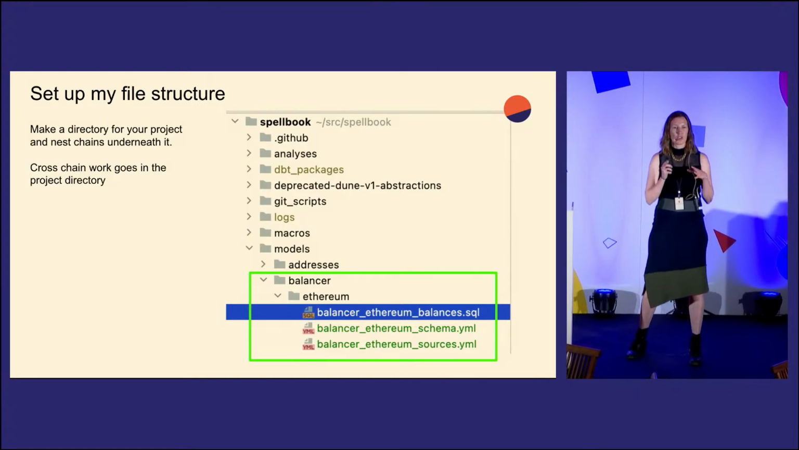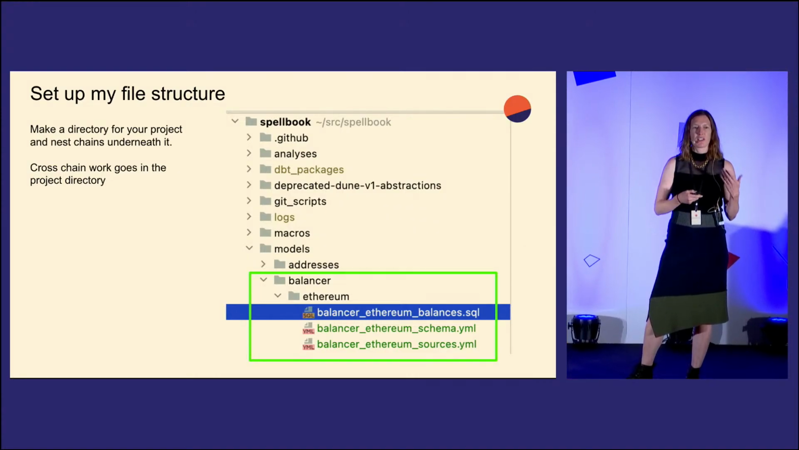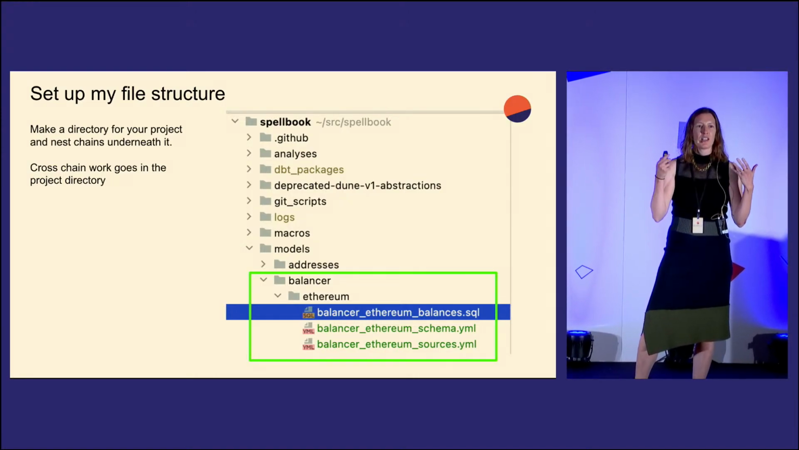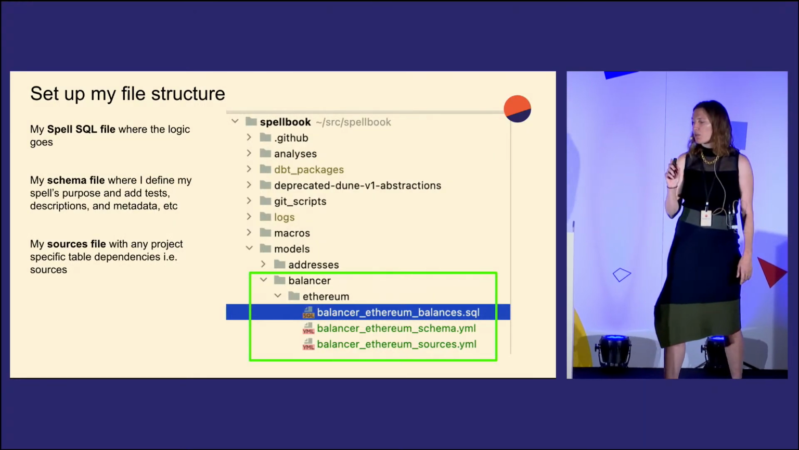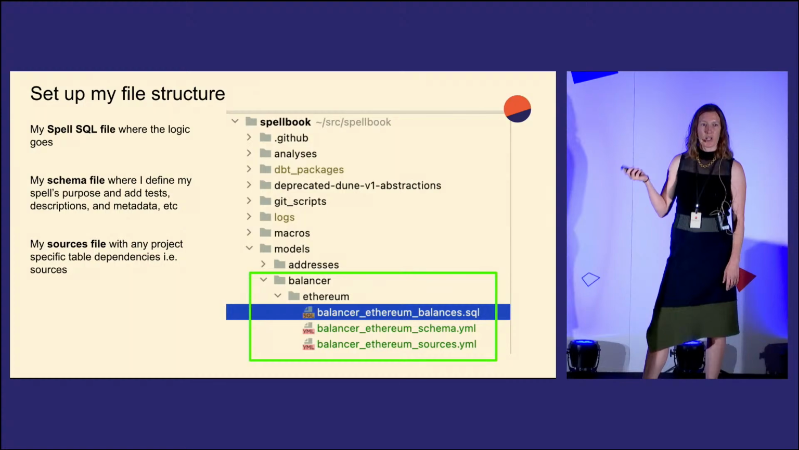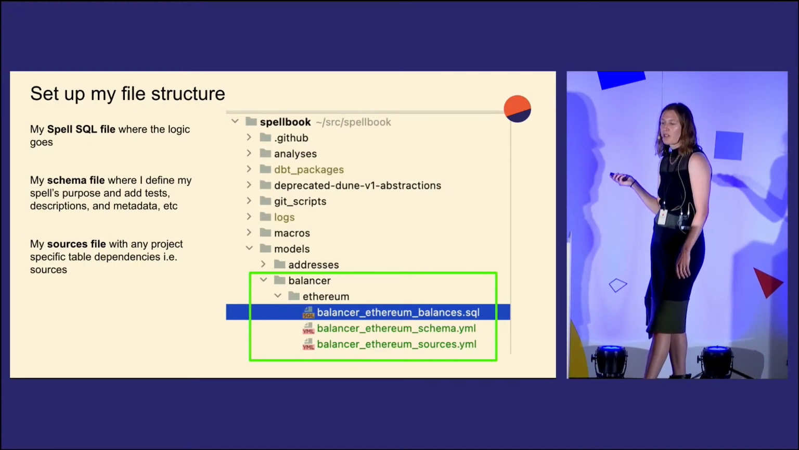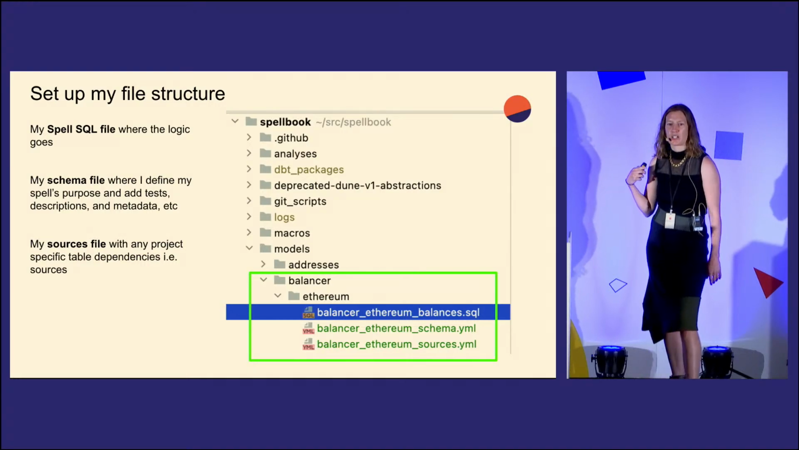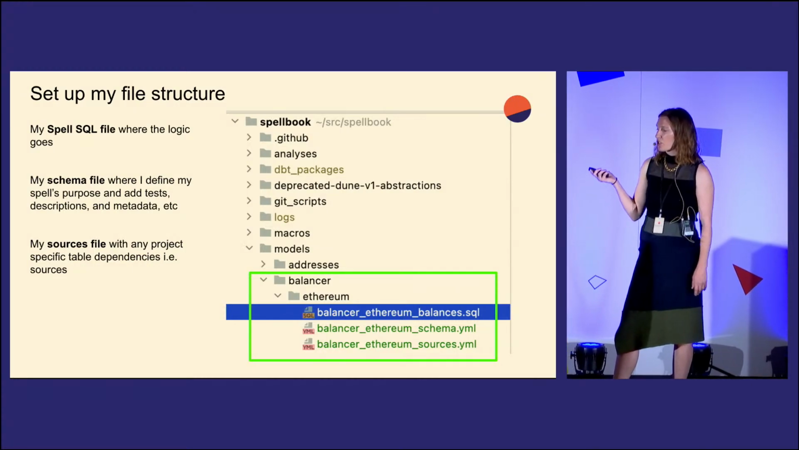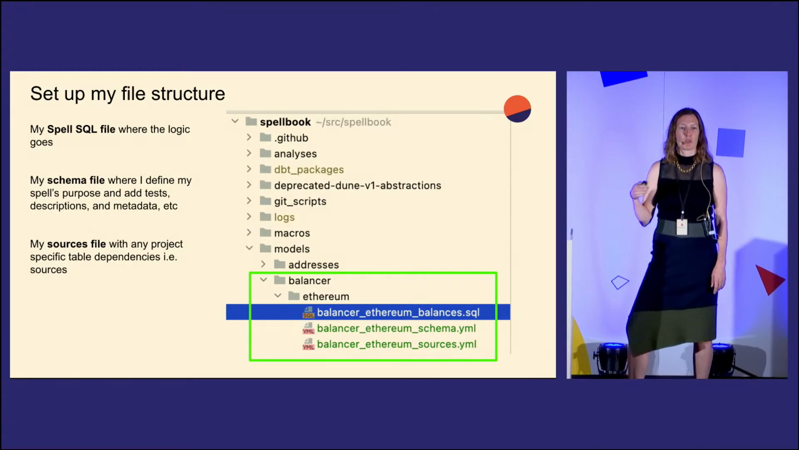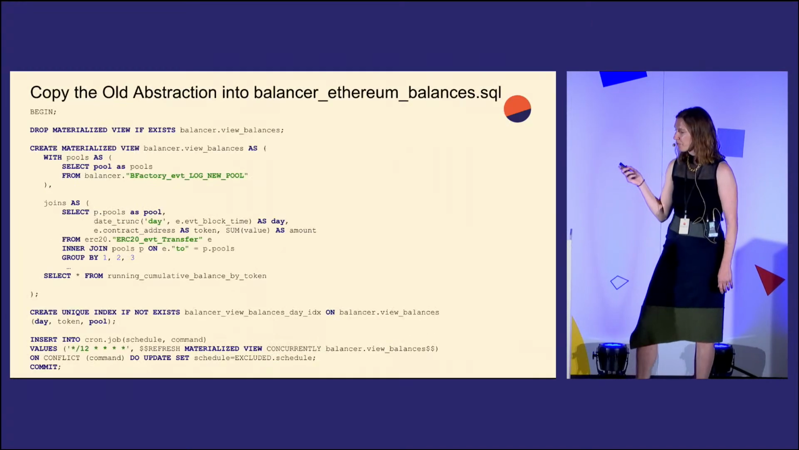So we're going to do all chain work in the chain directories, and all cross-chain work lives in the main project repo, or project directory. Then we're going to create 3 empty files, one being your spell file, so balancer ethereum balances.sql, balancer ethereum schema.yaml, which is where you're going to describe what your spell is doing, and then a balancer ethereum sources YAML, which is going to describe the dependencies that your model has.